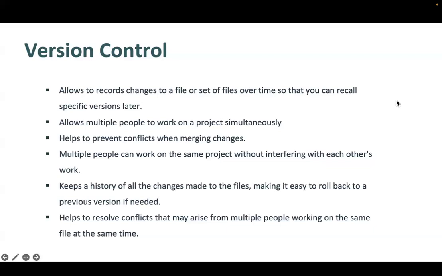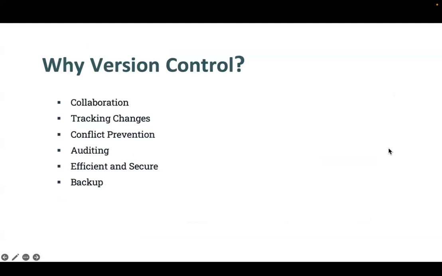So all these definitions, we shall actually get to use them and see how they work in the real world. So why do we need to use version control? You already know this, most of you, as we just introduced it. For collaboration, for tracking changes, for conflict prevention, for auditing. You need to audit if your code is actually in order or if your code doesn't have any conflict. So again, it is efficient and secure.